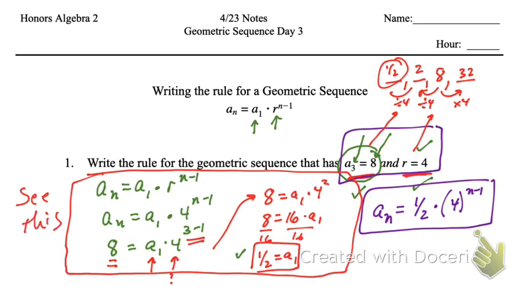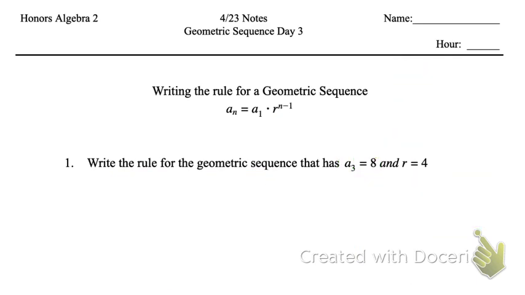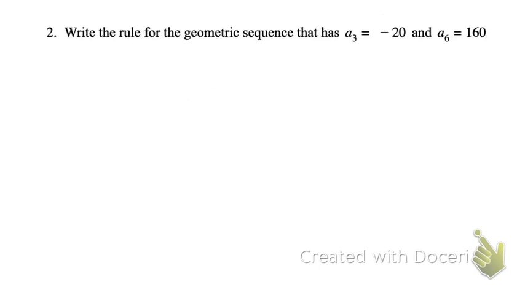All right, and that's how we can get our nth term rule for our sequence if we're given a specific number in line and the r value. Now the next example is a little more complicated. We're given two numbers in our list. We know that the third number is -20, and we know the sixth number is 160.